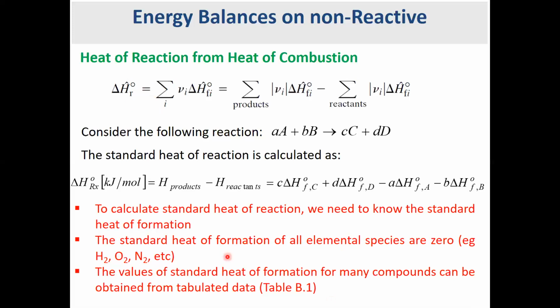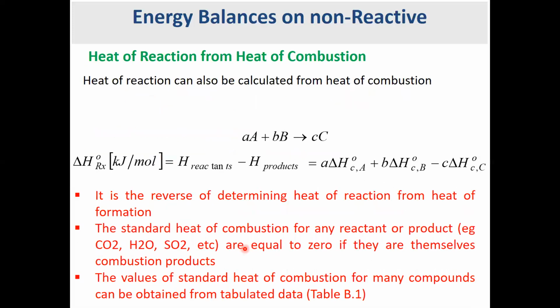You have to consider that the standard heat of formation for all elemental species is 0, like H2, O2, N2. Both methods are available and you can use either of them. If you have the heat of combustion of all the components of a reaction, you have to use this equation to calculate the standard heat of reaction. The only difference between these 2 equations is that delta H is equal to H reactants minus H products. So the same way, if you have the standard heat of combustion of all the components, the only difference is H reactant minus H product.